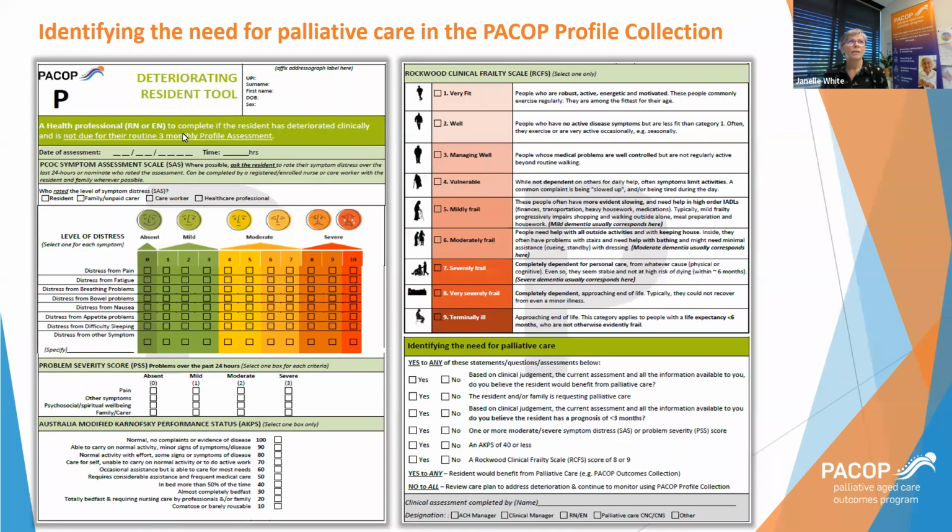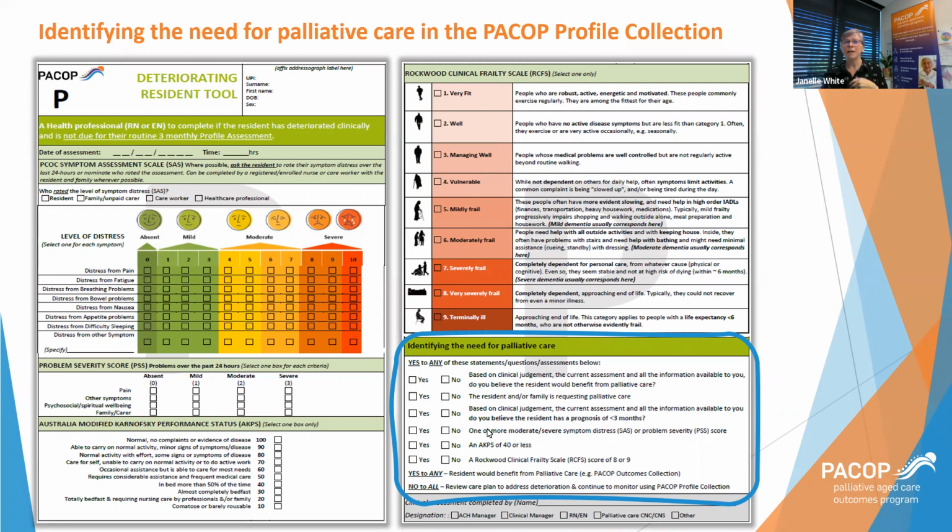The other tool in the profile collection is the deteriorating resident tool. And as mentioned, that's the go-to tool whenever the resident is concerned, the clinician is concerned, or the family is concerned about a resident. It can be that niggling, even a gut feeling that you're just worried about the resident. So it's a very quick tool that goes through some really strategic assessments about frailty, performance, problems and symptoms. And again, it's got a quick tick box of would this resident benefit from palliative care and therefore the outcomes collection?